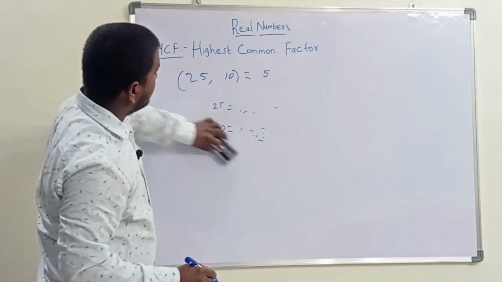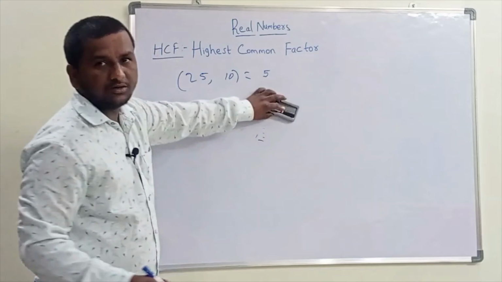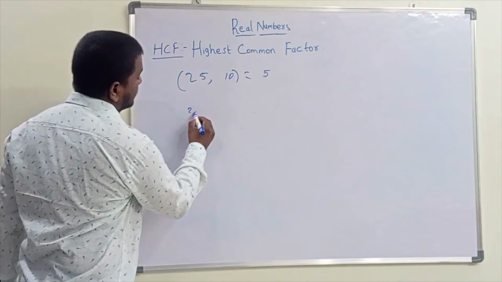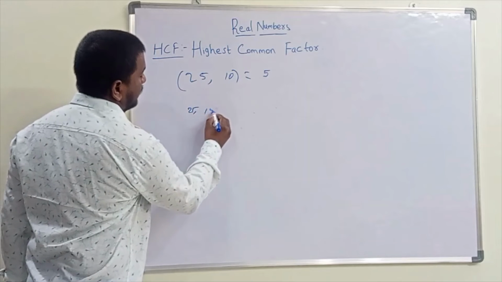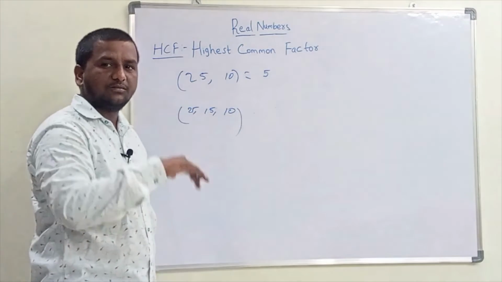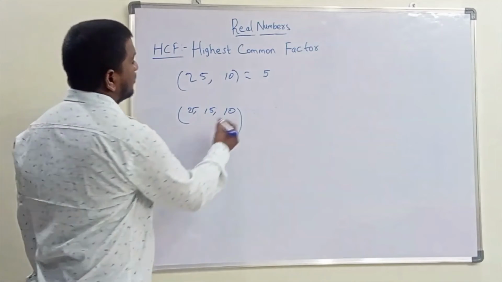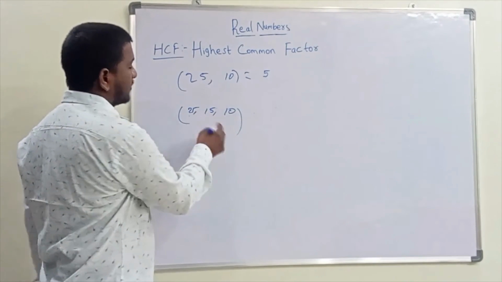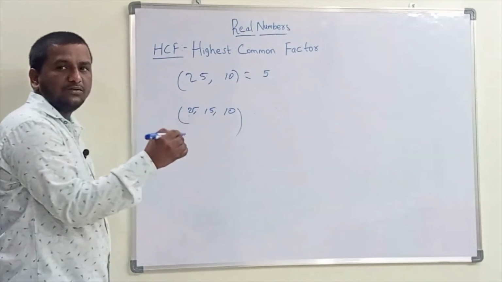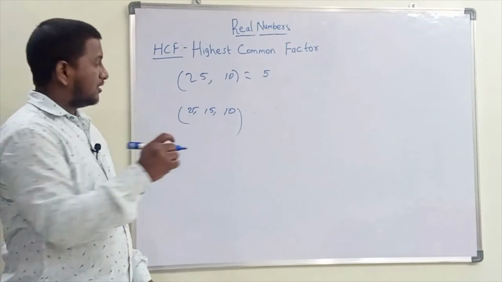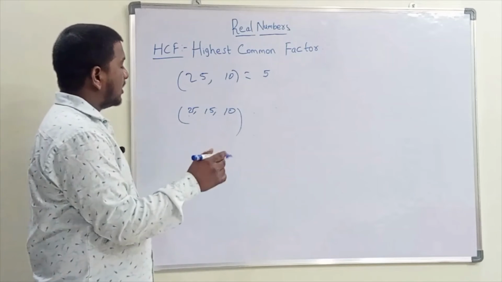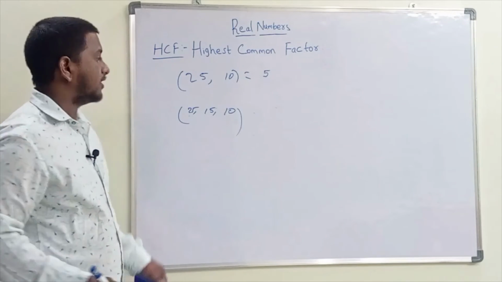Similarly, in the same way we can find the HCF of any given numbers. We can find it for, let's say, 25, 15 and 10 also. We can find the HCF of three numbers or four numbers, any numbers. We list the factors of each individual number, and we take whichever is common among all of them and is the highest possible number as the highest common factor.